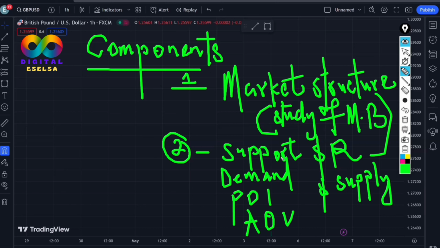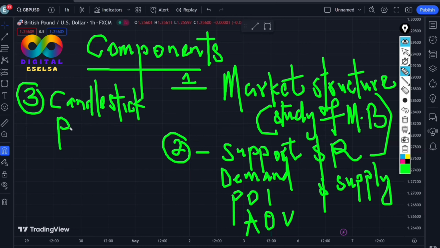These things are very important. First of all, you must understand market structure. Number 2, you must understand support and resistance. You should be able to mark out your support and resistance level, or your demand and supply level, or your point of interest or your area of value. Whatever method you want to use, you must identify a point, which is your area of value. Then the third component of your technical analysis is candlestick patterns. You must have knowledge of candlestick patterns. I mentioned the 3 components that you need to be a good technical analyst.